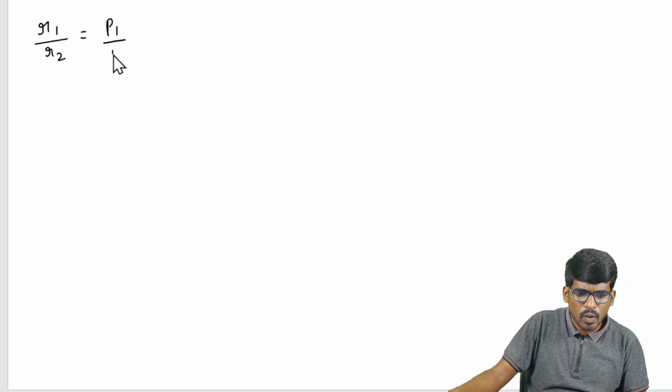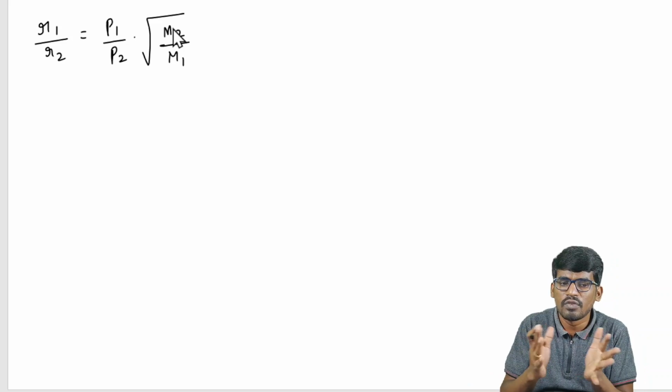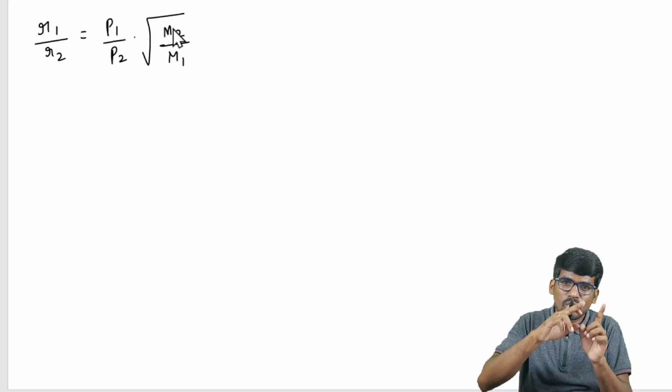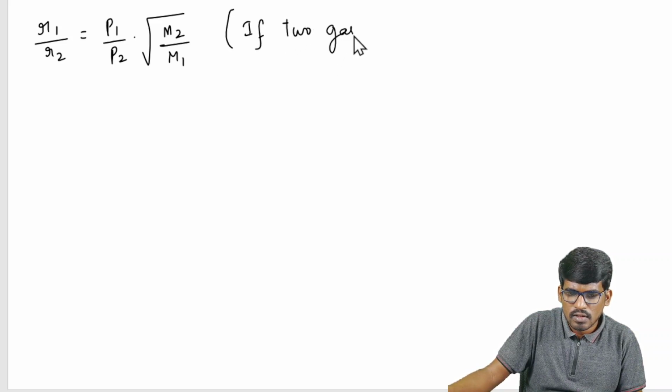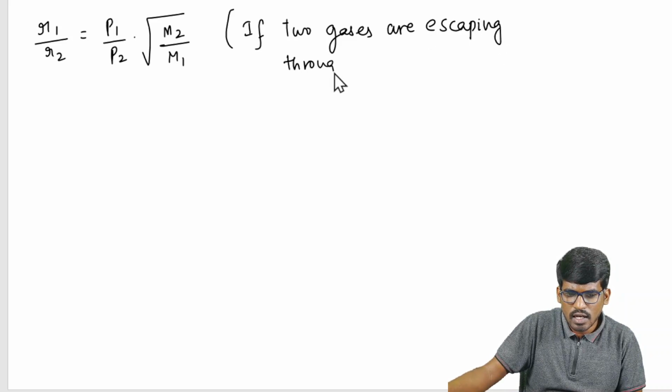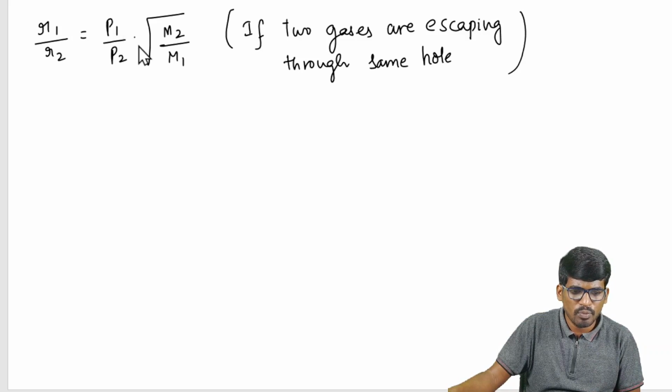R is directly proportional to P, in the sense I can write that R1 by R2 is P1 upon P2. Anyway, we have M2 upon M1. It can be taken like this also, because R is proportional to P, inversely proportional to root M. If I take two different gases, both the gases escaping through the same orifice, let us say two gases are escaping through the same hole, that means area of cross section is the same and temperature is also the same, then the relation can be given as R1 upon R2 is equal to P1 upon P2 into root over M2 upon M1.